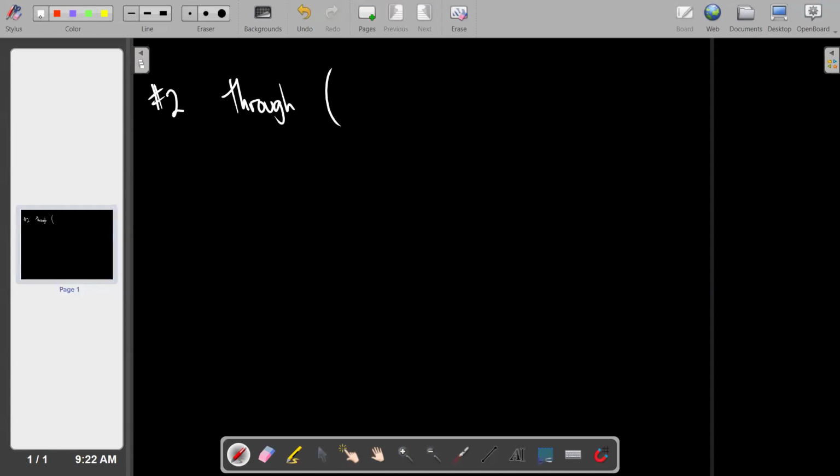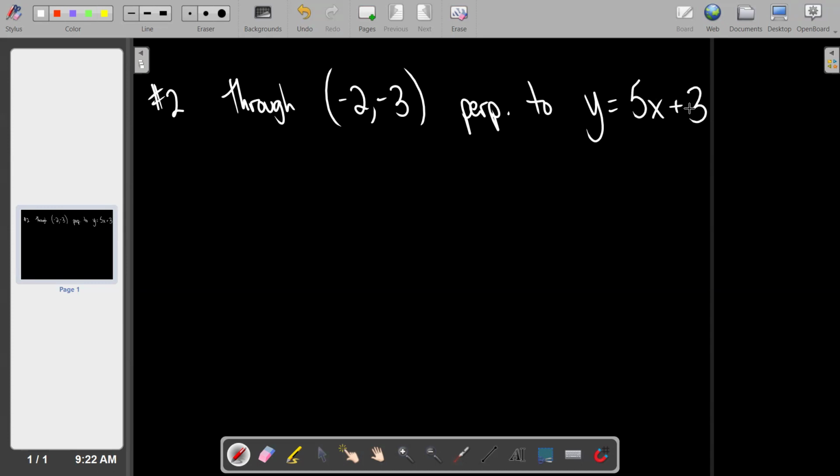So we're going through the point -2, -3. And we're going to be perpendicular to the line y equals 5x plus 3. So can you guys all tell me, what does it mean again in this class to be perpendicular? Why do I care? Opposite. Nice job. Opposite reciprocal. So what I'm going to do is I'm going to go to the line that I'm given, and I'm going to steal his slope, 5. But then, since it's a perpendicular problem, I'm going to do 2 modifications to that 5.